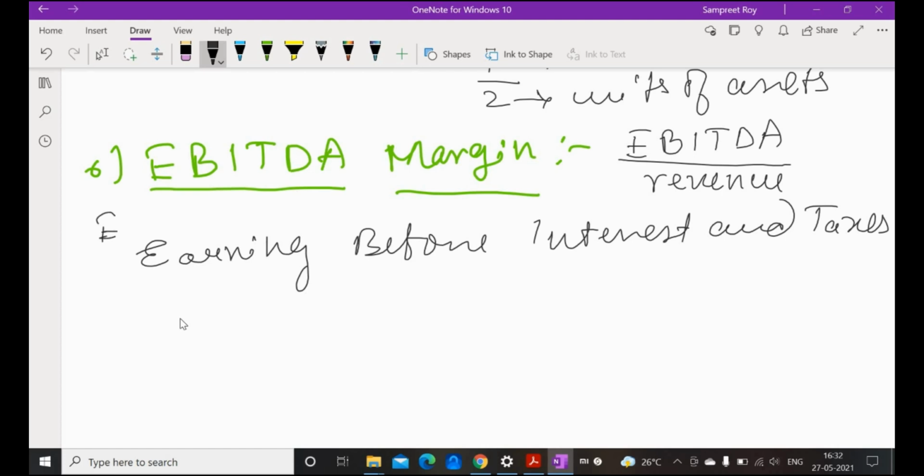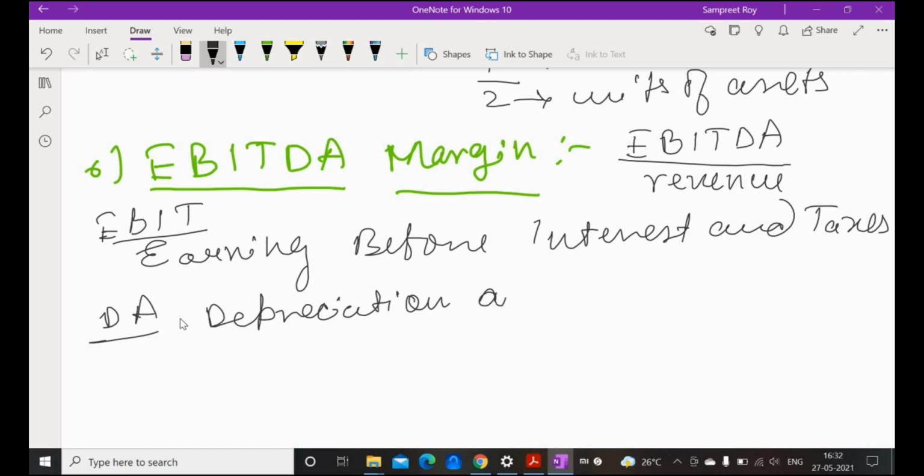This is the full form of EBIT. Now DA means depreciation and amortization, right? Then what is depreciation?